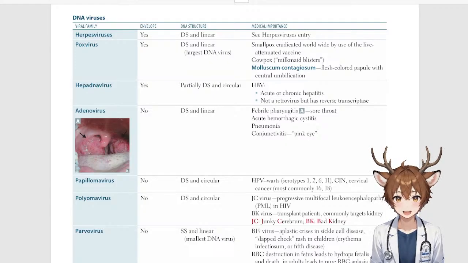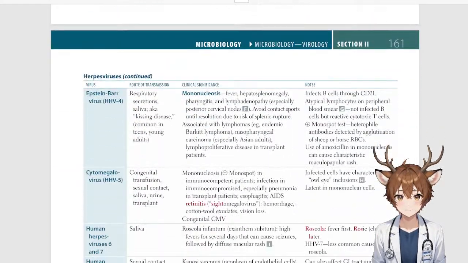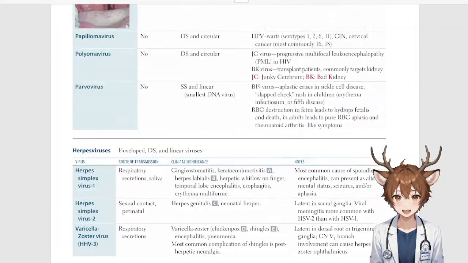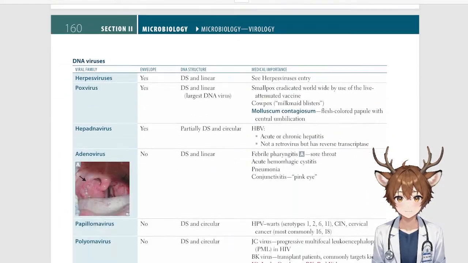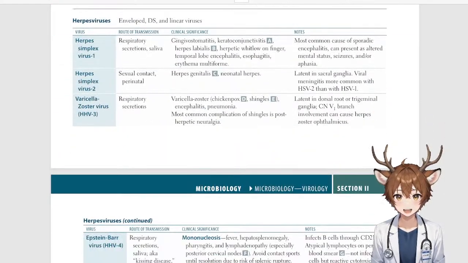Okay, now we're going to go into herpes virus. Wait, where are we? Herpes virus, envelopes, where are we? I'm going to take a brief break.